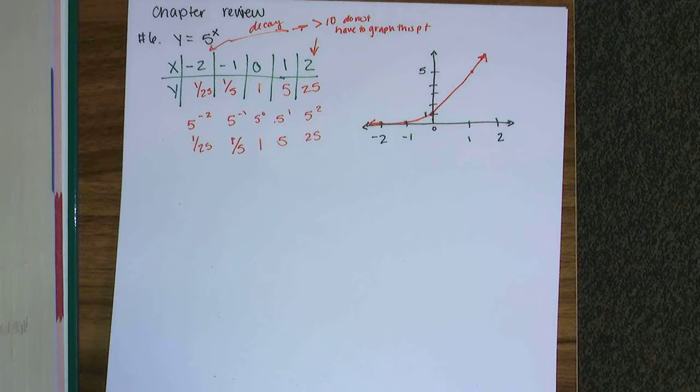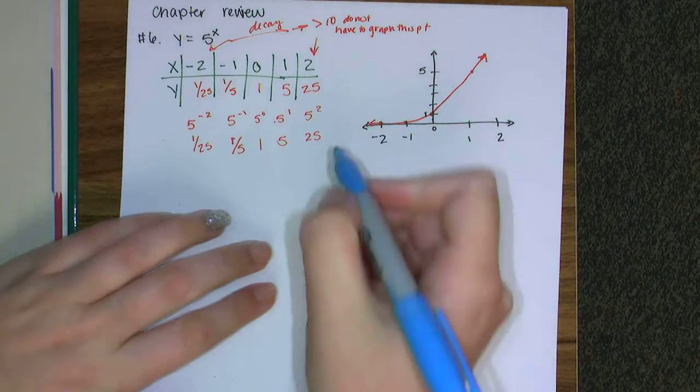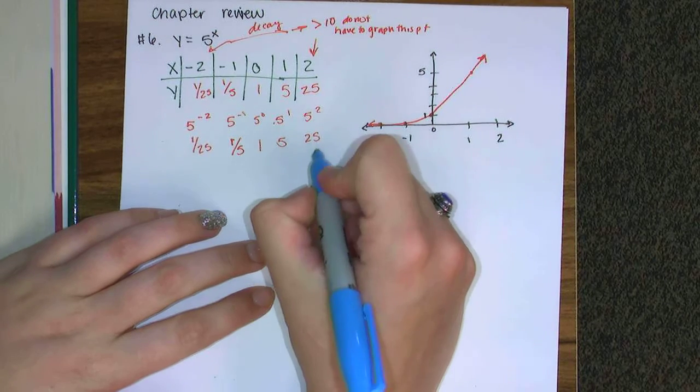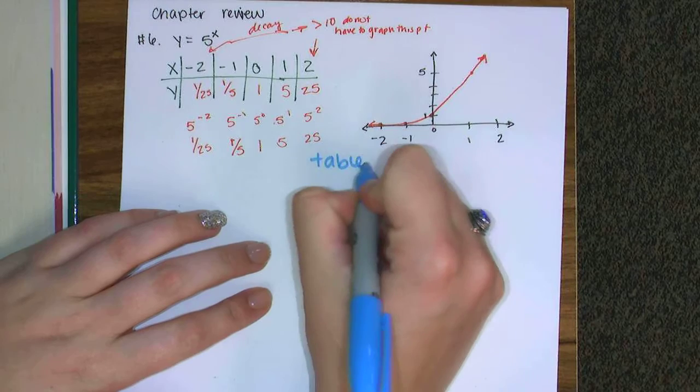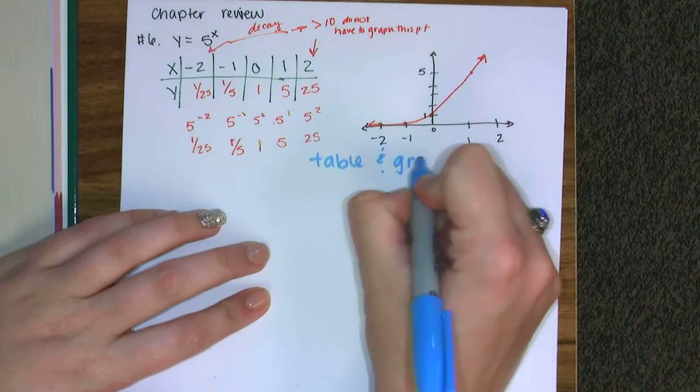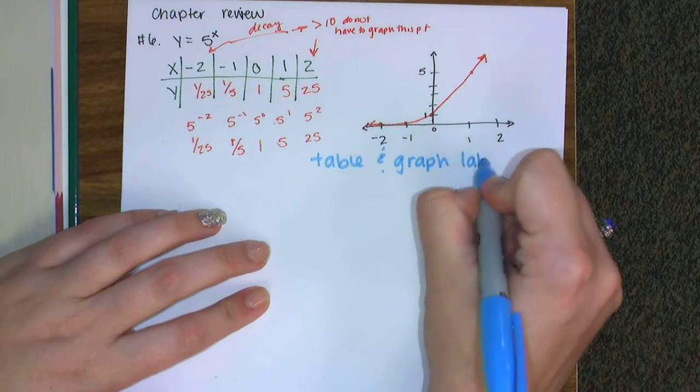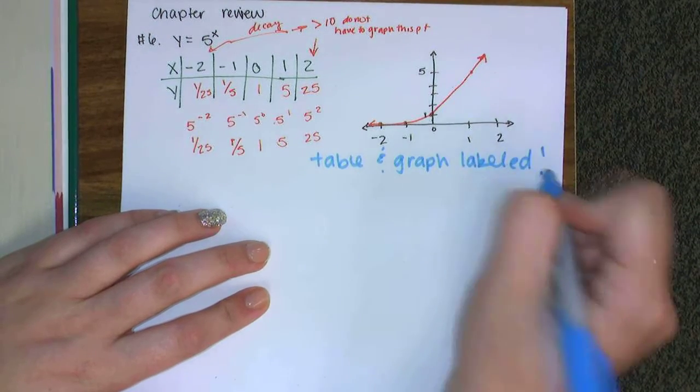So that's what you have to do for that problem. If I don't see a table, if I don't see a labeled graph, it's automatic points off, or I may not even look at the problem. So you need to have a table, and the graph has to be labeled.